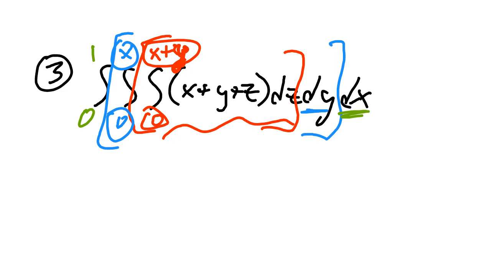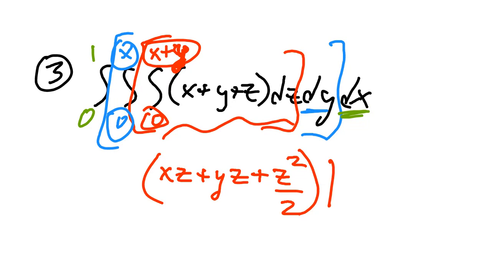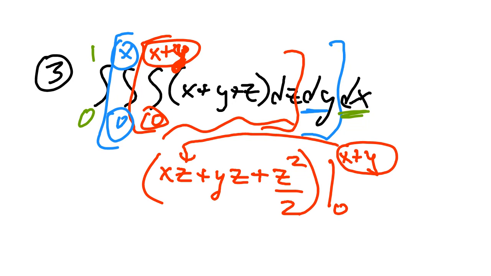Start with the red. If I take the antiderivative of this with respect to z, everything else is a constant. So this will be xz plus yz, since x is a constant and y is a constant, and z is the variable, so plus z squared over 2. Hopefully that makes sense. And I'm going to evaluate that from what to what? 0 to x plus y. And of course, where do I plug these in? Everywhere there's a z, right?